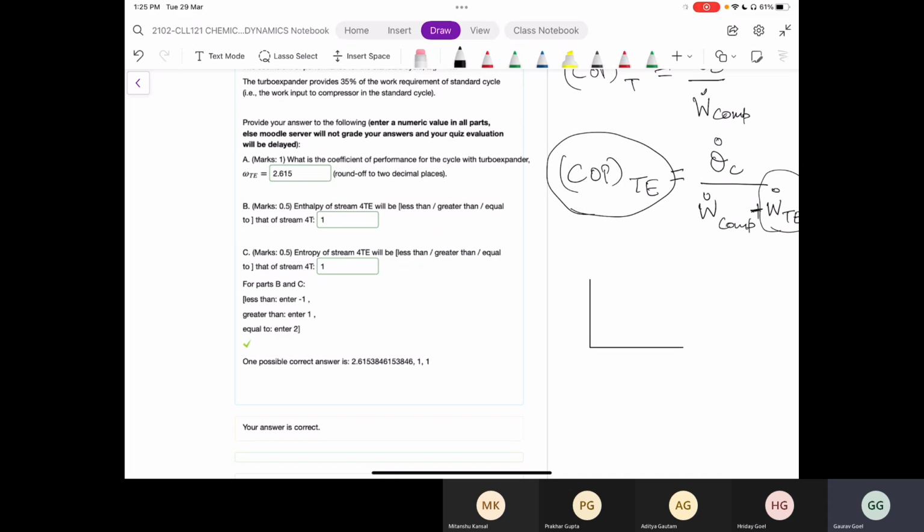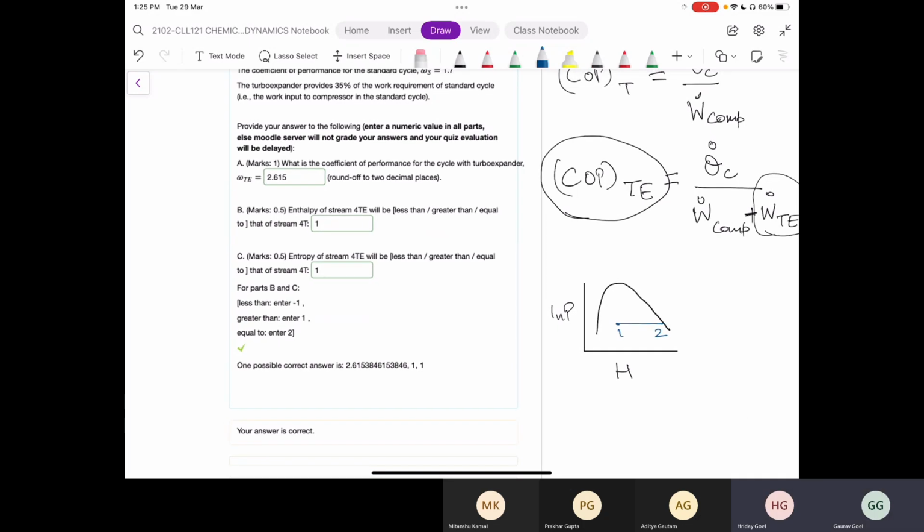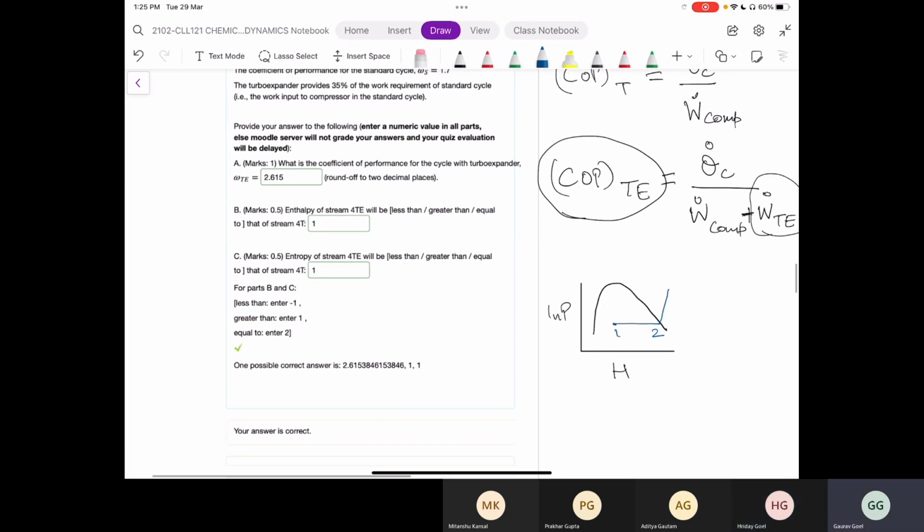So let's look at this. You can plot T on TS to get the entropy answer. I am plotting on PH to get the enthalpy answer. So it is given point 1 is same. So point 1 up to point 2, no change. 2 and 3, again, no change. Then you go up to, so this is, let's say, the standard cycle.